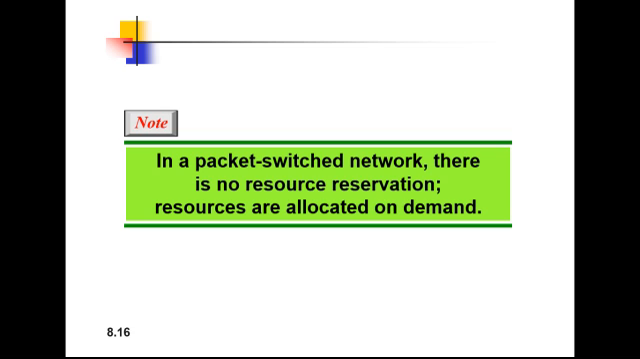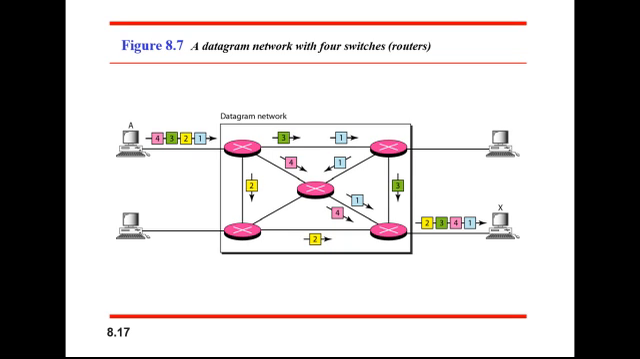In packet switch networks, there is no resource reservation. Resources are allocated on demand. Now let's have a look at a datagram network with four switches. System A is establishing a connection with System X. System A has to send four packets numbered 1, 2, 3, and 4 over the switched network. As you can see, the packets take any of the possible routes to reach the destination in any possible order.